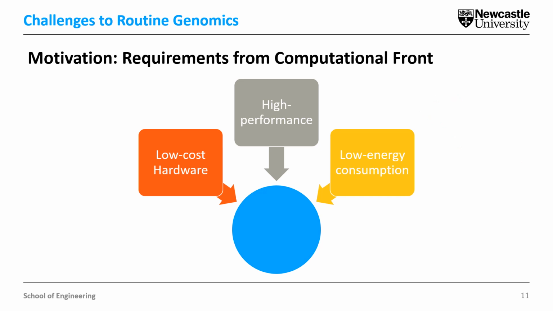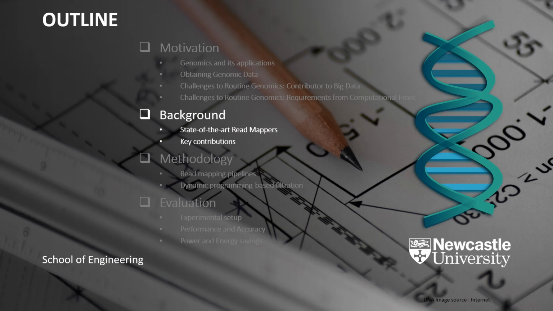So what do we require? We require something which is low cost hardware. We want high performance and we also want low energy consumption. We believe that embedded genomics can provide all the 3 together. We will now proceed forward to the background. We'll discuss some previous works and then key contributions.